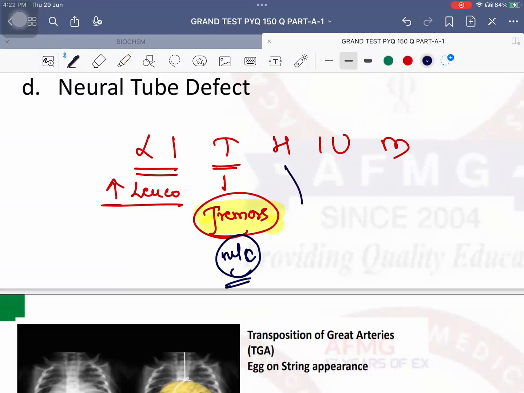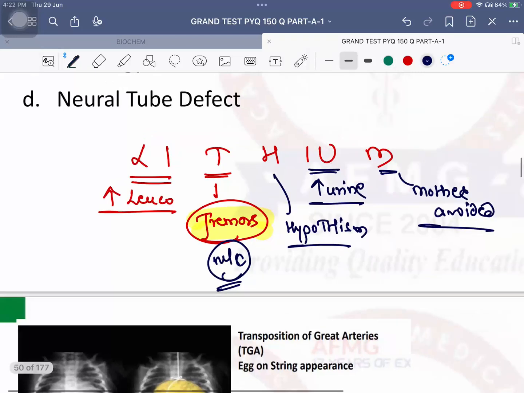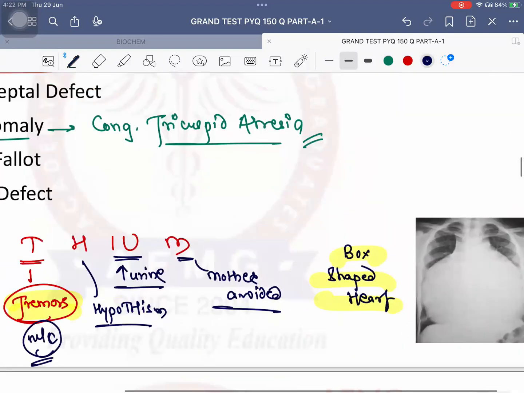ठीक है. Next, H stands for hypothyroidism. IU stands for increased urine output, that is polyuria. M stands for mother maid should be avoided because it is having a teratogenic risk, that is Ebstein's anomaly. कोई दिक्कत नहीं है. तो लिथियम के साइड इफेक्ट लिथियम से ही याद रख लो. Li for increased leukocytes, T for tremors, H for hypothyroidism, IU for increased urine, and M for mother maid should be avoided. Important. Lithium is the drug of choice for.